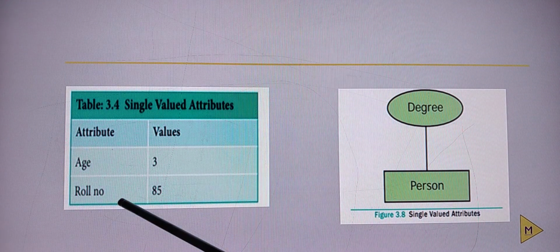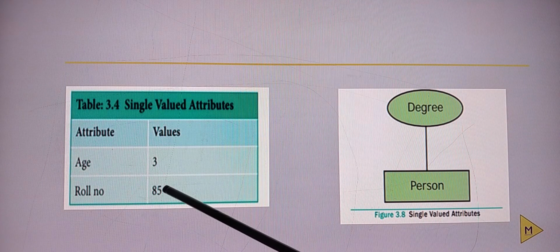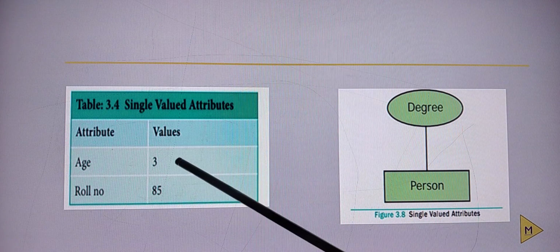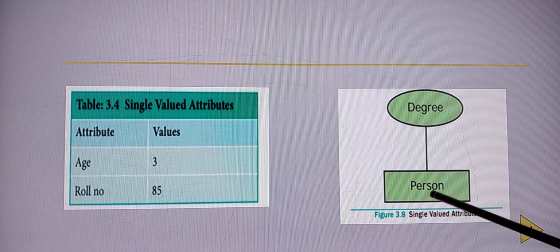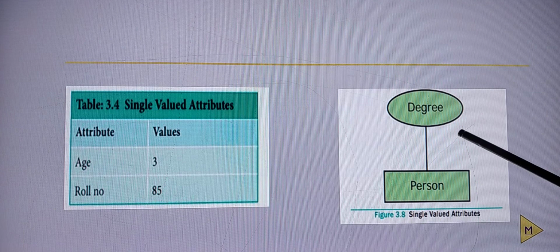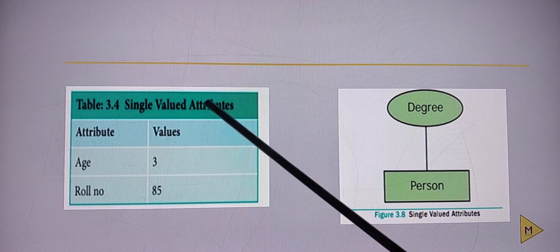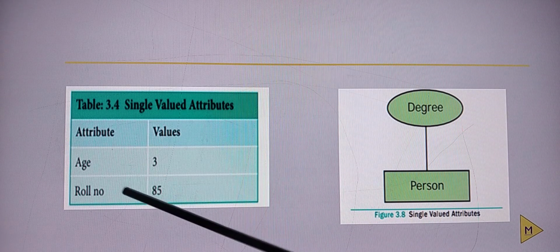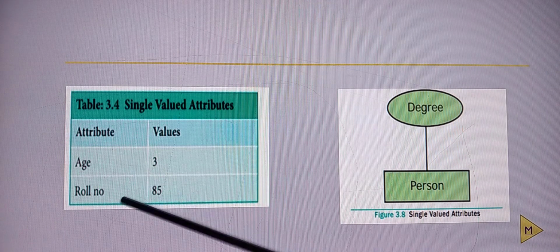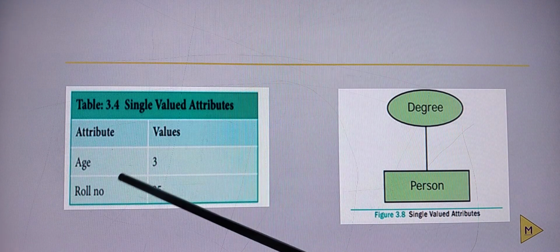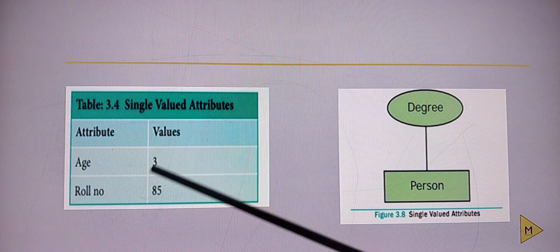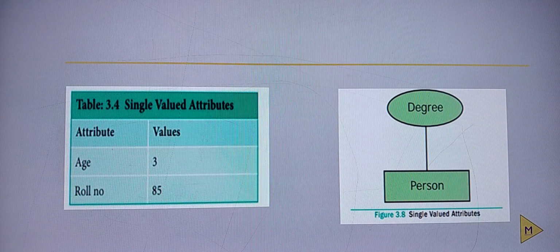Similarly, the roll number 85. So he is going to have only a single value. Similarly, a degree will belong to a single person. So this is the case where you have single valued attributes. These attributes have only a single value. For age, a single person can't have more than one age. Only one age can be given. Clear with this single valued attribute? Yes, we can see the next type.